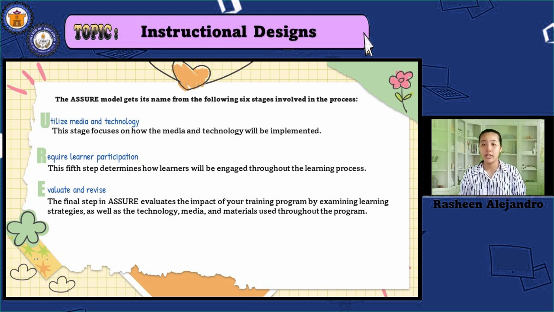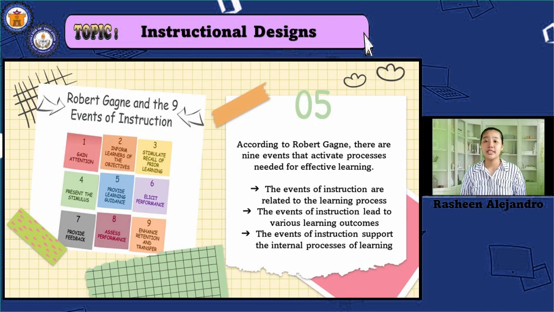The next instructional design model is Robert Gagne and the 9 events of instruction. According to Robert Gagne, there are 9 events that activate processes needed for effective learning. The events of instruction are related to the learning process. The events of instruction lead to various learning outcomes. The events of instruction support the internal processes of learning. Robert Gagne's 9 events of instruction help trainers, teachers, and instructional designers structure their training sessions.